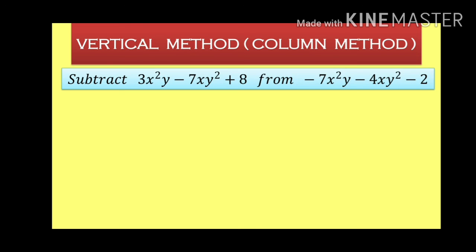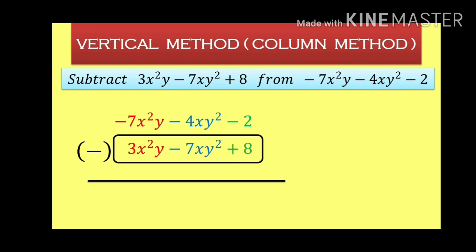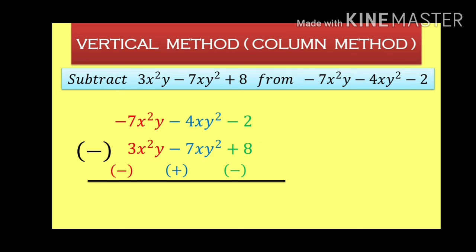Let's take another question. Now, the same thing: subtract something from another expression. So whatever follows "from" will come first. You can see here, the beginning one. Next, we are subtracting 3x squared y minus 7xy squared plus 8, so it will come down. Now same thing, we have to multiply by the minus sign. So it becomes minus, it becomes plus, it becomes minus. So you just have to change the signs. Then we'll follow the integer rule.